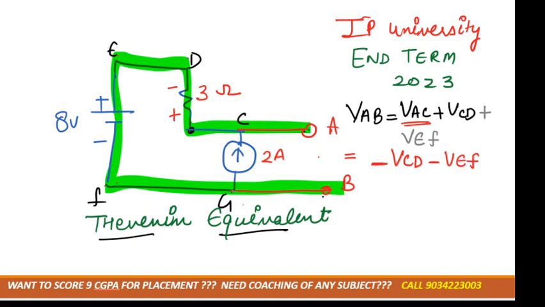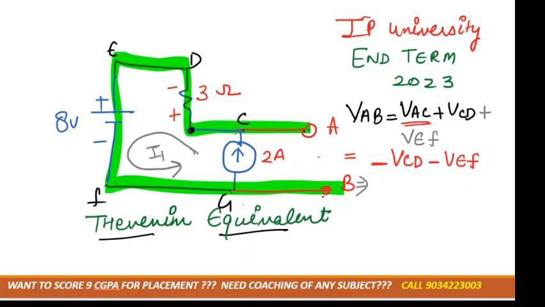Correct? Any doubt up to here? Why have I taken the negative sign? I have taken the second sign. C to D, the second sign is like this because we are moving like this. E to F, this one. Clear?